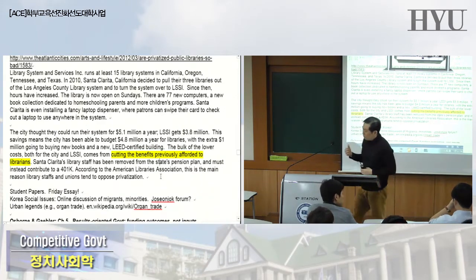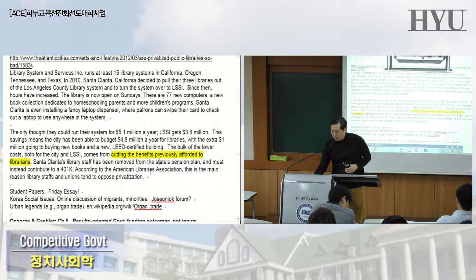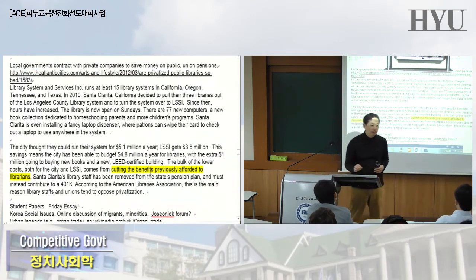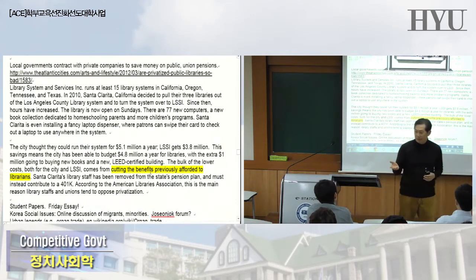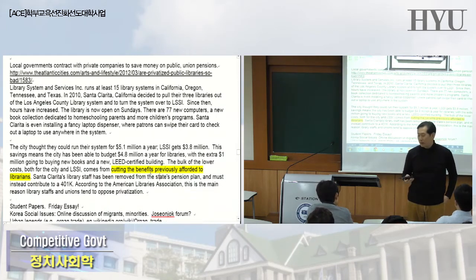Now, what is a big reason why private contractors might be cheaper than public workers? Can anybody imagine? So for example, why would after-school teachers be cheaper than public school teachers in the long run?